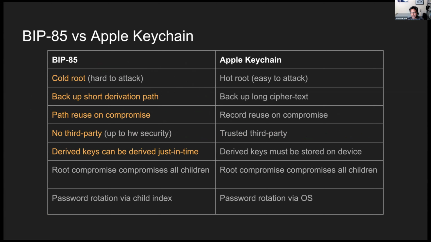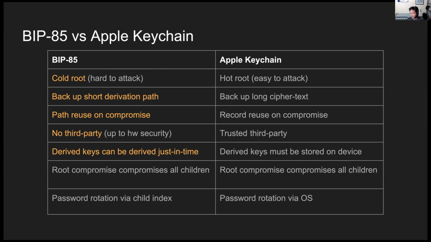You don't have to back up the ciphertext at all. As long as you have a seed backup, you just need the derivation path. And if somebody finds that derivation path on your machine, it means absolutely nothing to them. It does not give them access to the secret at all. Up to hardware security and up to the air gap of your wallet, no third party is required.